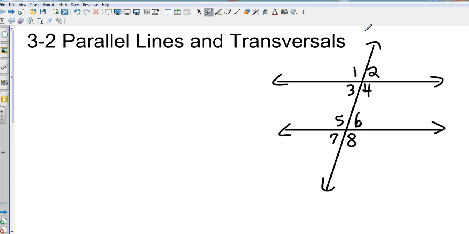Because when you have parallel lines and they're cut by a transversal, they're cut into 8 angles just like they were before. However, now a lot of those angles are congruent to each other. For example, let's start with what we started with in 3-1, which I believe was corresponding.